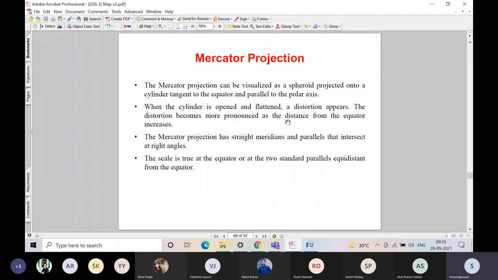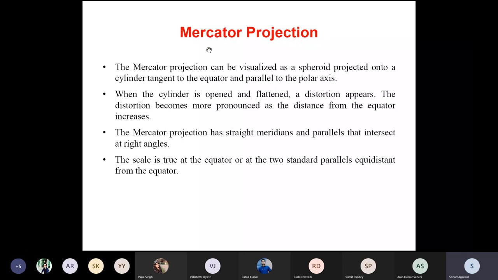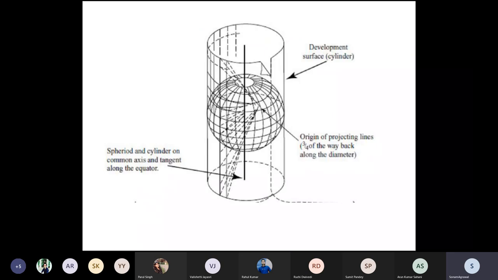next projection is the Mercator projection. Why are we reading this one? Because we are going towards the UTM. In the UTM, the M stands for Mercator. Since we are moving towards the UTM, one by one we will read the projections that are associated with the UTM. So as I am telling you, in UTM, M stands for Mercator. So what is Mercator projection? Mercator projection is a cylindrical projection. This one is just like a cylindrical projection. We have already studied about it.